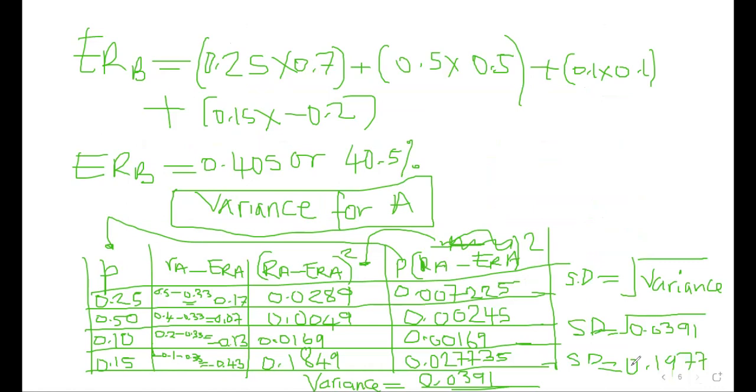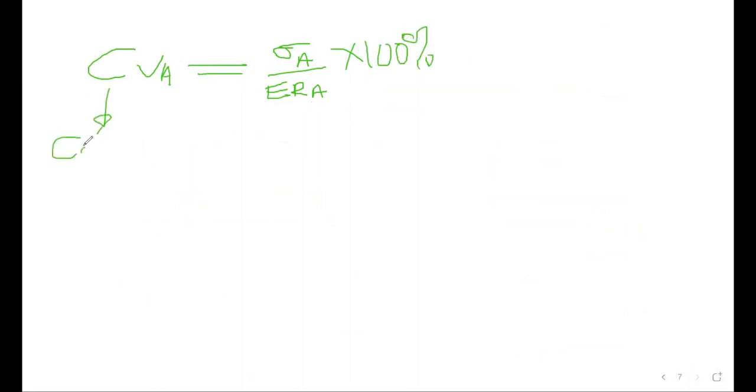So this is on risk and return. Then, if you want to find the CV for A, CV for A, the coefficient of variation, is equal to the standard deviation of A over the expected return of A multiplied by 100%. So this is it on getting the coefficient of variation.